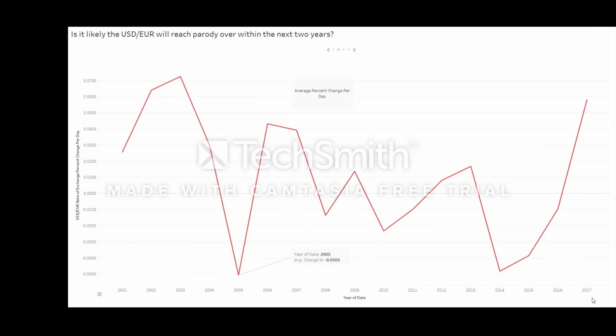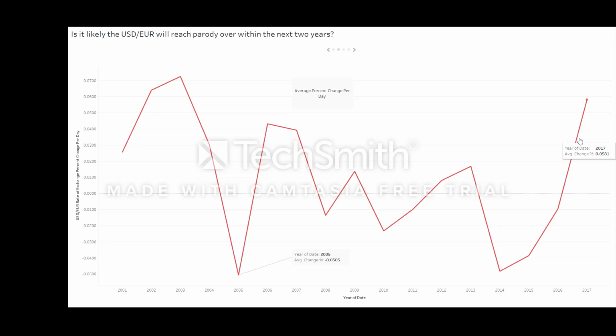Okay, so with this graph, we have the US dollar euro rate of exchange percent change per day. One of the first things that catches your eye is in 2005, we see a low point in average percent change per day at a negative 0.05% change, where now we are considerably itching back up to positive 0.0581. So this is kind of just a measure of volatility.